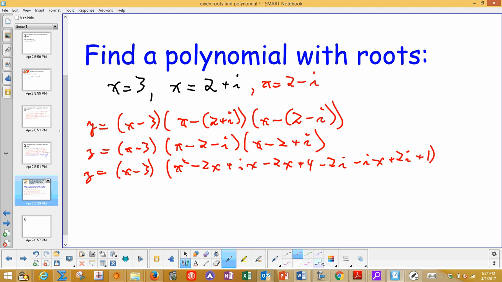So plus 1. And now if we look through this, the ones with ix, positive ix, minus ix, minus 2i plus 2i, those cancel. And I'm left with only real valued coefficients. So I have x squared minus 2x minus 2x is minus 4x, and then plus 4 plus 1 is plus 5. And there's my polynomial. And if you check this with the quadratic formula, you'll find that the solutions for this are those two values.